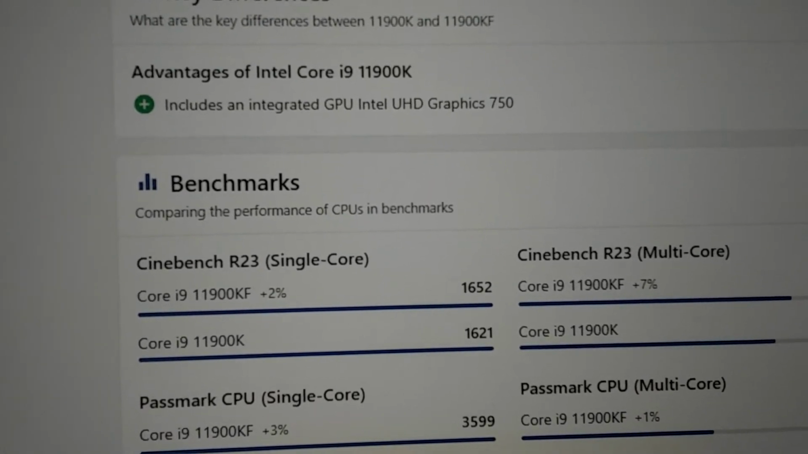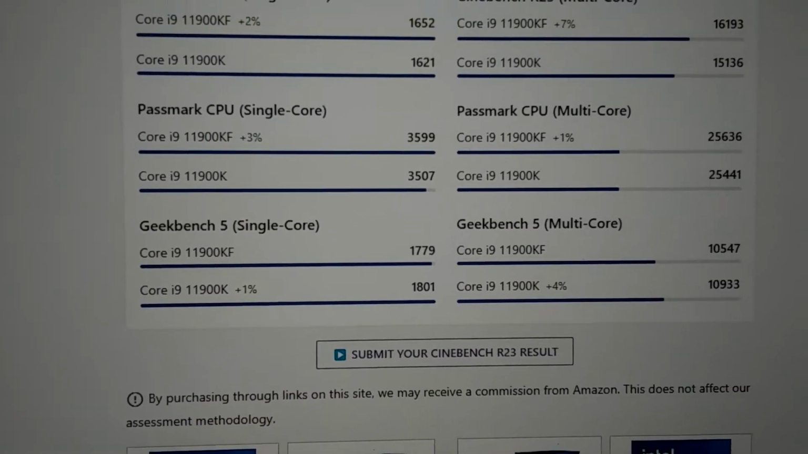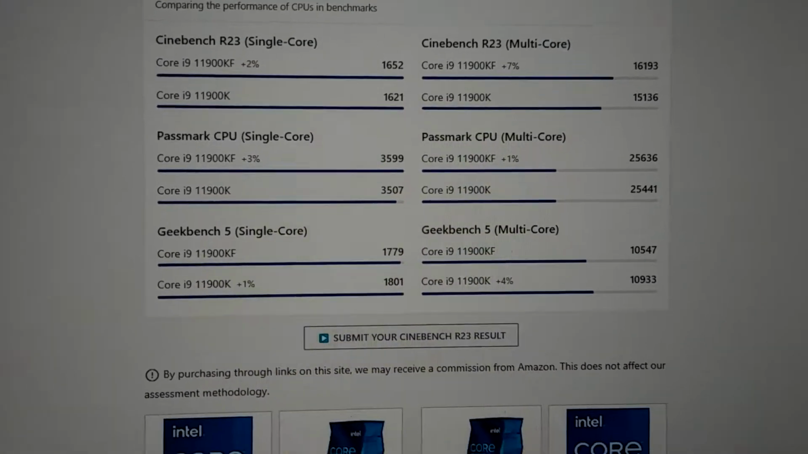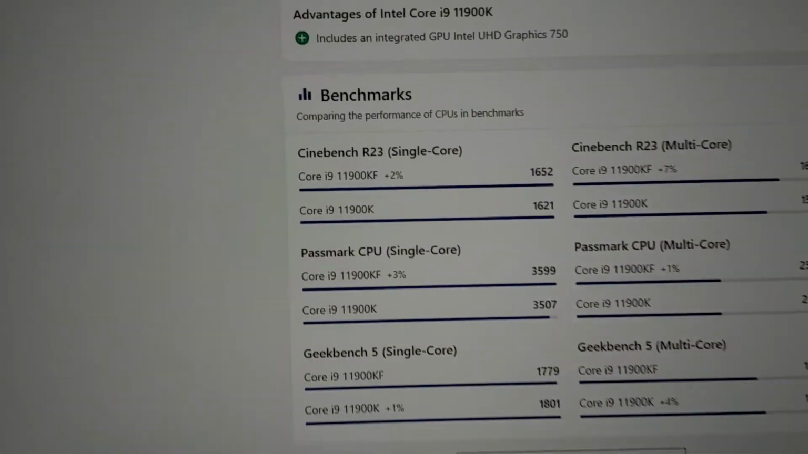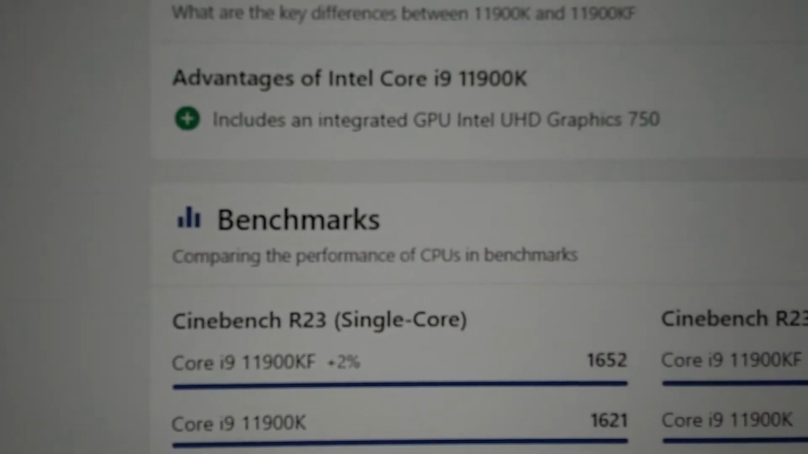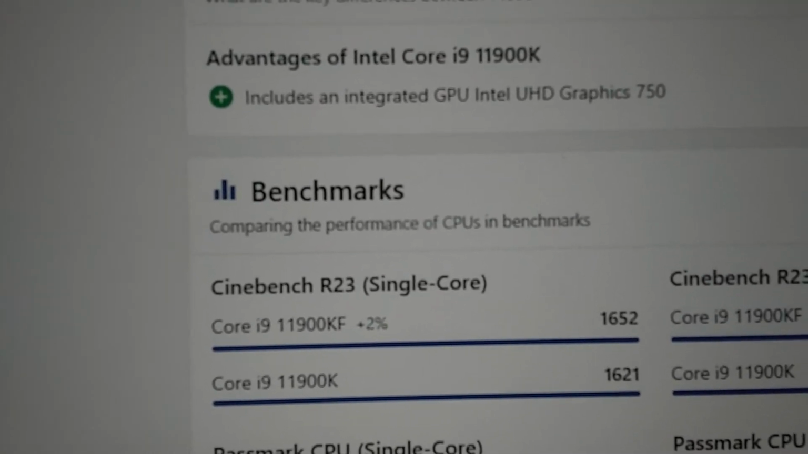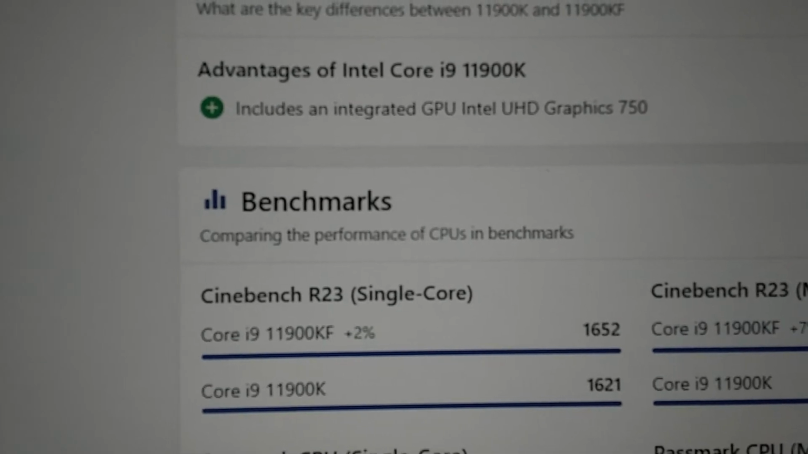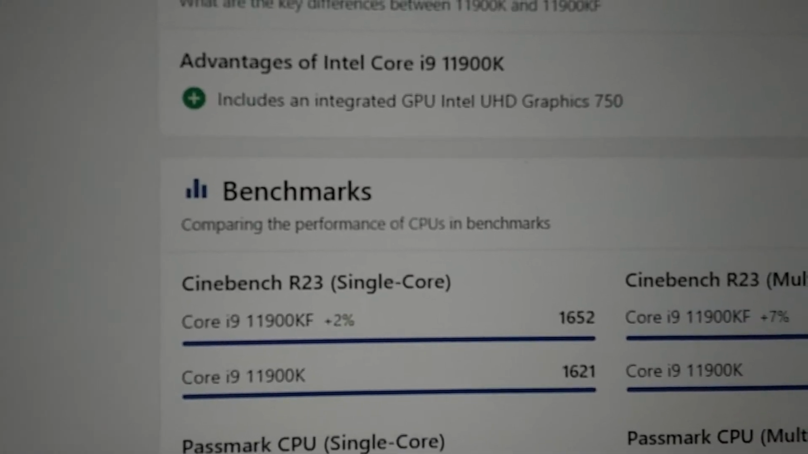Another reason why you should get an 11900K is that if your GPU failed, let's just say, for example, your GPU crapped out on you, then you could still take advantage of using this UHD Graphics 750. Fine, you're not going to be able to play Fortnite, you're not going to play high-end games, but you could still use your computer by having this.